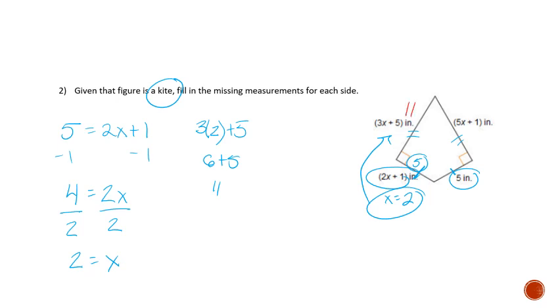Let's double check our work. Let's also plug a 2 in for this x to make sure that these sides are congruent. So 5 times 2 plus 1 will give us 10 plus 1, which gives us 11. So each of these sides is 11, and each of these is 5. We see that our adjacent sides are congruent and that we do in fact have a kite.